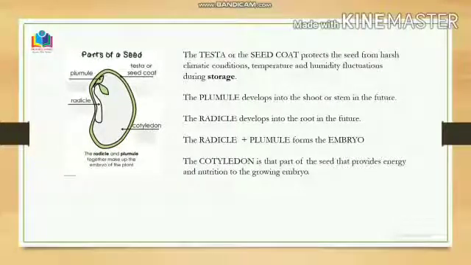Now what is an embryo? The radicle plus the plumule forms the embryo. Actually, that is the future plant. Other than these parts, the entire white part inside the seed is called the cotyledon. Everything is actually set inside the seed, but during germination, for the plumule and radicle to come out, they have to break the seed coat.